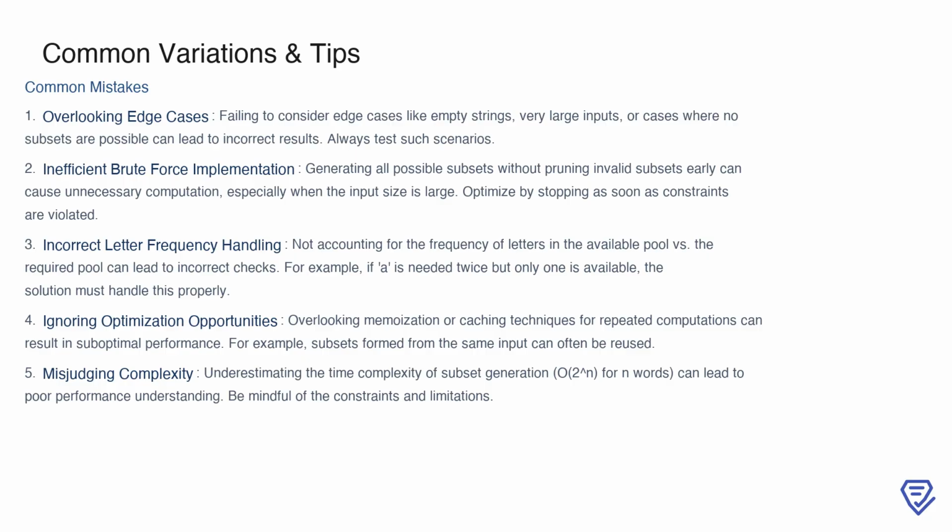Another pitfall is handling letter frequencies incorrectly. For instance, if a word requires a letter twice but you only have one available in the pool, your solution needs to catch this mismatch accurately. Additionally, ignoring opportunities for optimization, such as using memoization or caching, can lead to redundant calculations. For example, subsets formed from the same input can often be reused rather than recalculated.